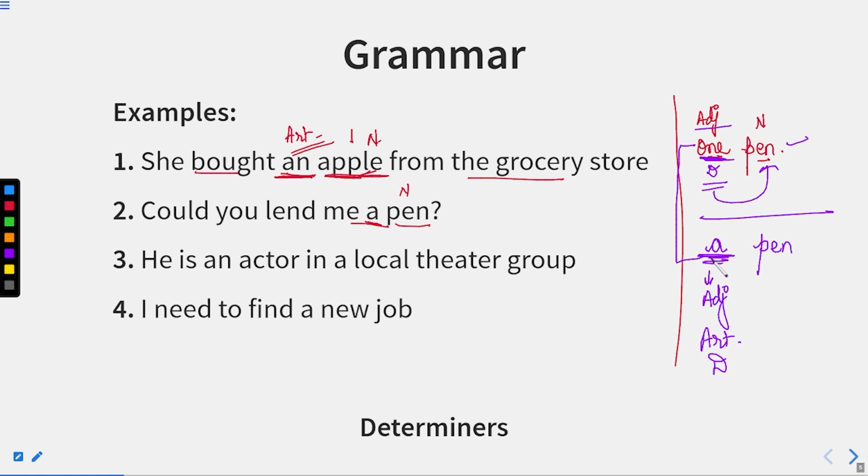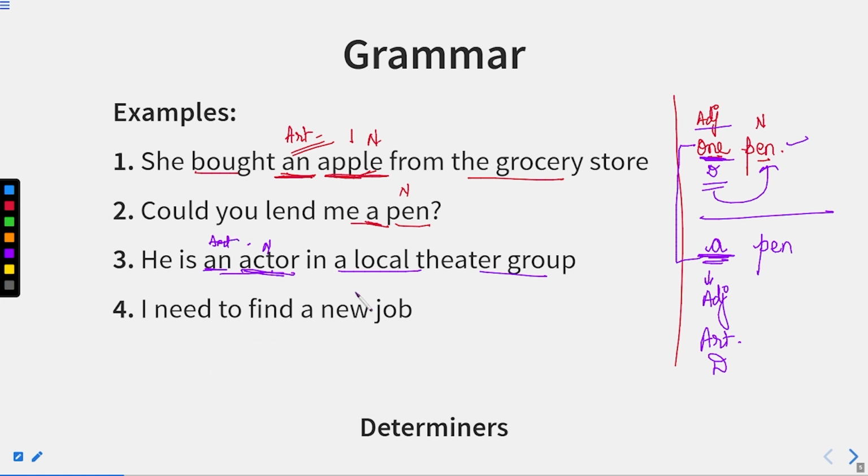So a, though it is not an adjective directly, we can say that articles are the forms of adjectives only, a special type of adjectives only. Moreover, we can say that this is a determiner which can qualify a noun. So this is how we can define an article. Now, he is an actor in a local theatre group. Now actor begins with a vowel sound and this is a noun. So it is preceded by an, which is an indefinite article.